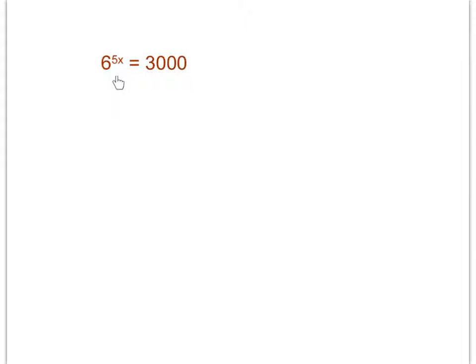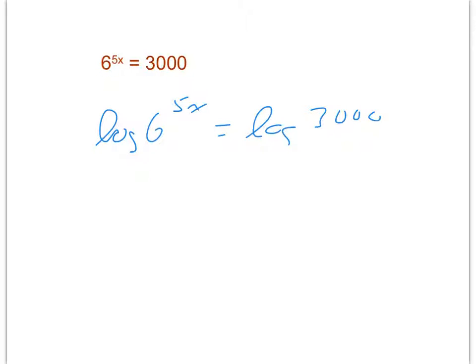Okay, this next one is an exponential equation, because once again our x is in the exponent. I have 6 to the 5x is equal to 3,000. You cannot do this one without a calculator. I'm going to take the log of both sides. So I have the common log of 6 to the 5x is equal to log 3,000. I could have done ln too. I'm now going to use my power property of logs, bring the 5x down in front. So I get 5x times log 6 equals log 3,000.